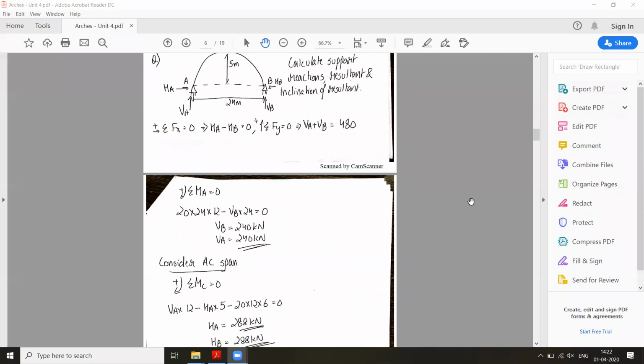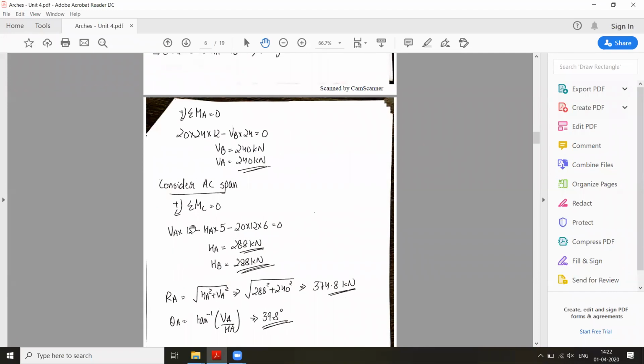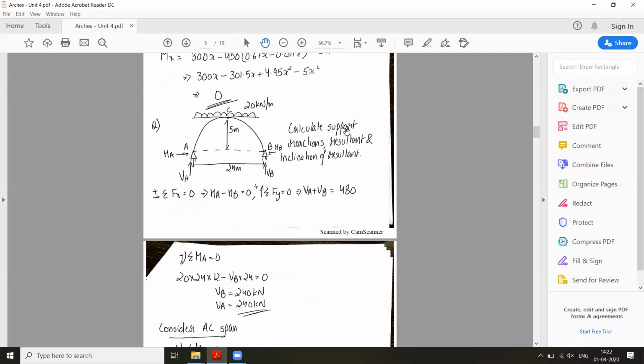Clear? Any doubt? Any doubt you can ask? Okay. So from here you'll get the values of HA and HB, which is equal to 288 kilonewton, and the values of VA and VB, which is equal to 240 kilonewton. So this is the first part. You have calculated the support reactions here.